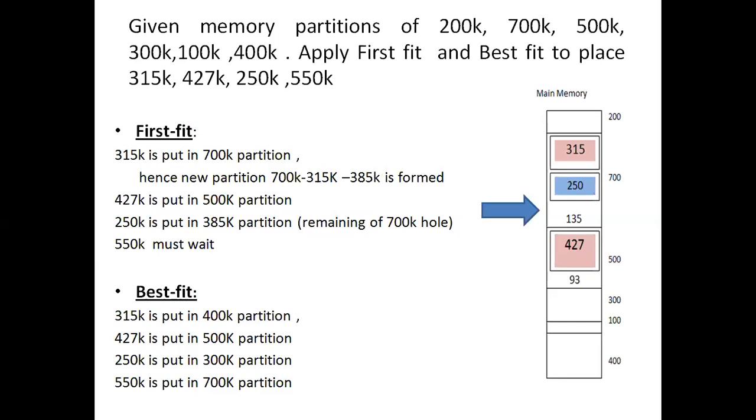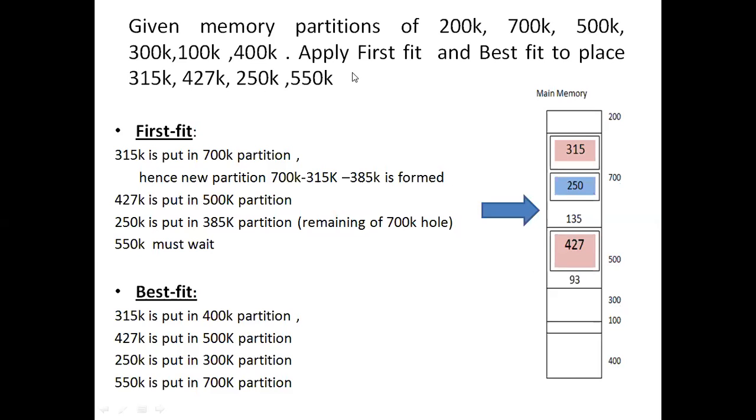So this, with the diagram I have explained, I think it would help you to understand better. In this case, I have memory partitions 200, 700, 500, 300, 100 and 400. These are the partitions that are available. How many processes are coming? 315, 427, 250 and 550.